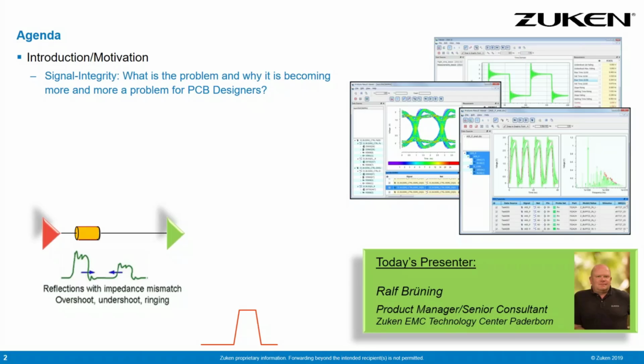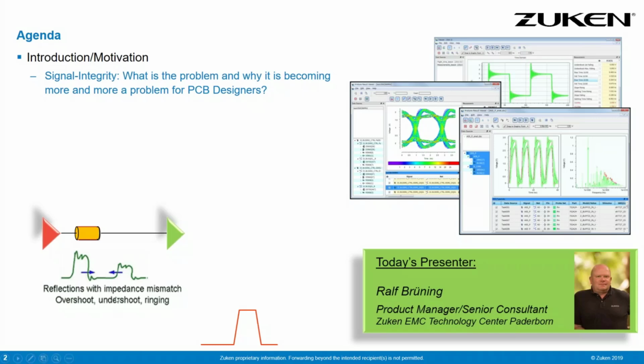I've structured the webinar in a way that I would like to give you a short motivation and introduction into the area of signal integrity. What is the problem? What is the root cause? And what's causing signals not to have an ideal shape, as we see at the bottom of the slide, where we get distorted signals which suffer reflections, different kinds of mismatch effects, overshoots or undershoots, and a certain amount of ringing.